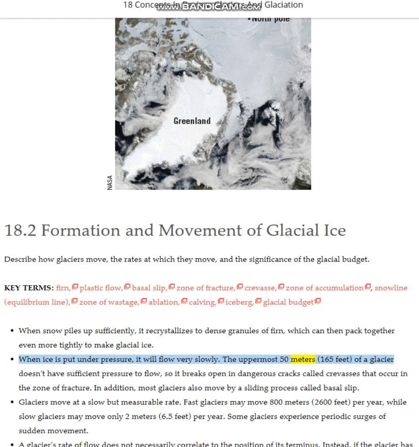The uppermost 50 meters, 165 feet, of a glacier doesn't have sufficient pressure to flow, so it breaks open in dangerous cracks called crevasses that occur in the zone of fracture. In addition, most glaciers also move by a sliding process called basal slip. Glaciers move at a slow but measurable rate. Fast glaciers may move 800 meters, 2,600 feet, per year, while slow glaciers may move only 2 meters, 6.5 feet, per year. Some glaciers experience periodic surges of sudden movement.